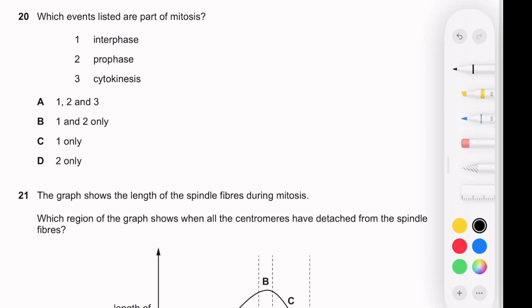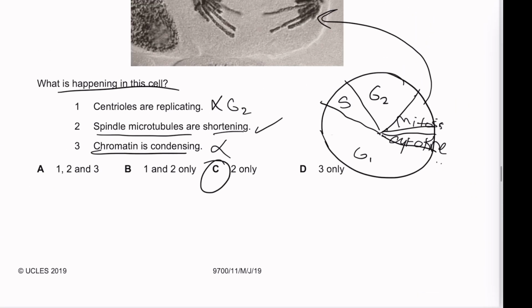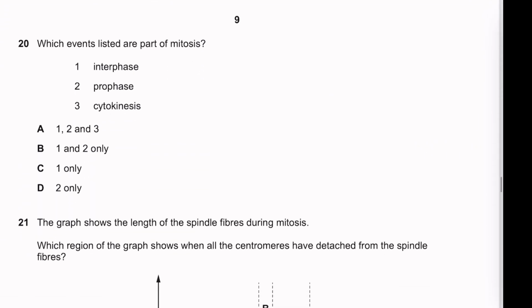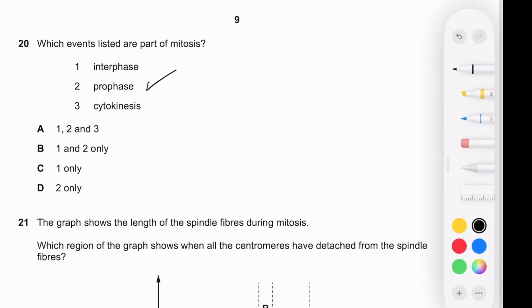Okay, now for this question. Which events are part of mitosis? Interphase, prophase, cytokinesis. Now I've already drawn the drawing right here, and as I mentioned, G1, S phase, and G2 are part of interphase. Interphase is not part of mitosis. Mitosis is the mitotic cell cycle. It's got nothing to do with the entire cell cycle. And so for mitosis, we're only looking for PMAT: prophase, metaphase, anaphase, and telophase. And here the only thing available is prophase, therefore it's 2 only.